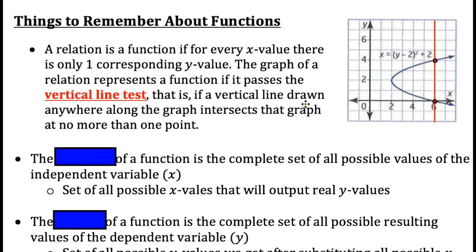It's only a function if it passes the vertical line test, meaning a vertical line drawn anywhere along the path of the graph intersects the graph at no more than 1 point.